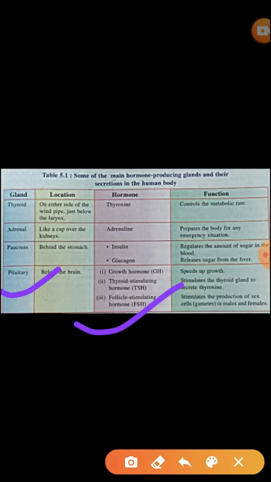So I hope students, you understood and now you are able to understand what the endocrine glands are and what their functions are.